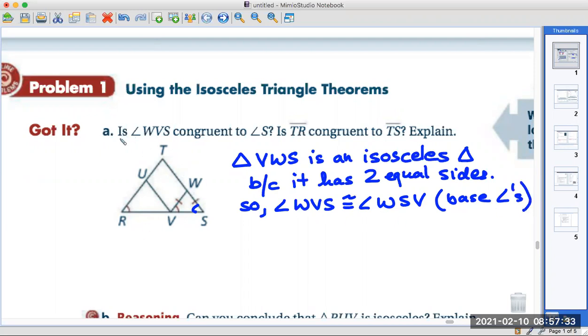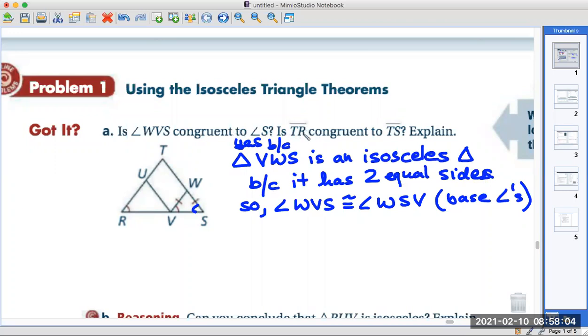Okay, so now let's read the question. First of all, I already read the question, but you haven't. You should always read the question first. I'm a bad example here. Is angle WVS congruent to angle S? Yes, because here's my explanation. So that's the explanation. So yes.